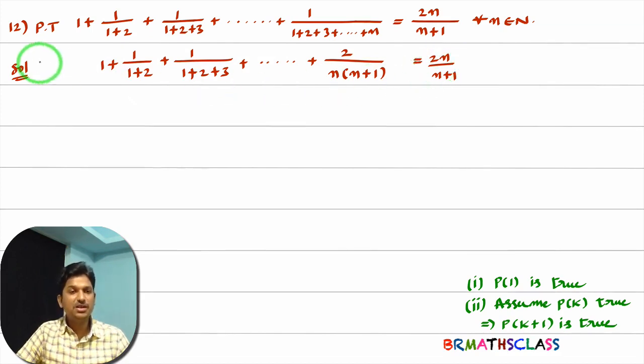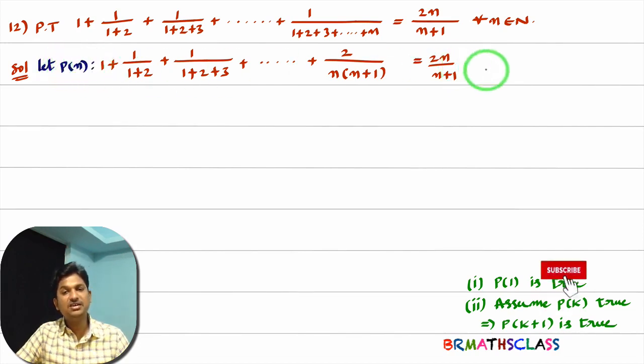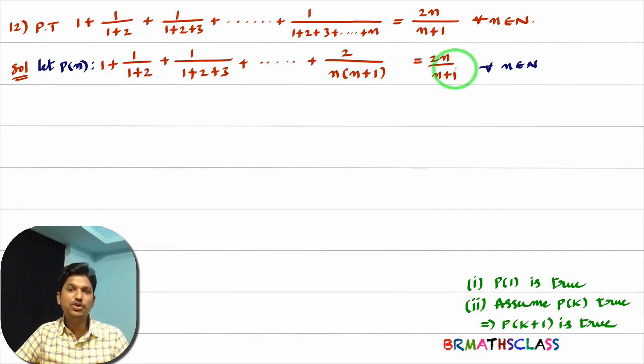So which statement we are trying to prove, we'll take that statement as P of n. So first I considered this statement as P of n. Now we need to prove this statement by using principle of mathematical induction. To prove a statement by using principle of mathematical induction, we will prove two things. First, we will prove P of 1 is true. Next, by assuming P of k is true, we will prove P of k plus 1 is true. So first, you prove P of 1 is true.